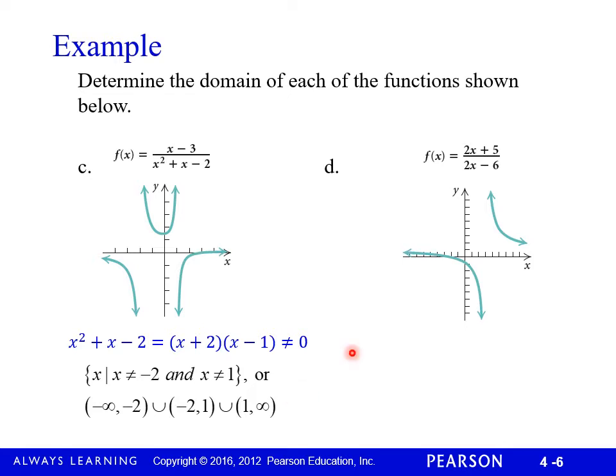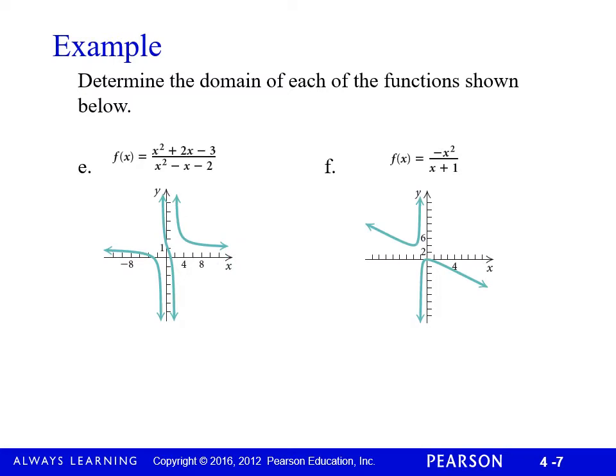Okay, for the next one, it's a simple problem again. We set the denominator not equal to 0, and we solve, and we get x cannot equal 3. In set notation, or negative infinity, comma 3, parenthesis, union, parenthesis 3, comma infinity.